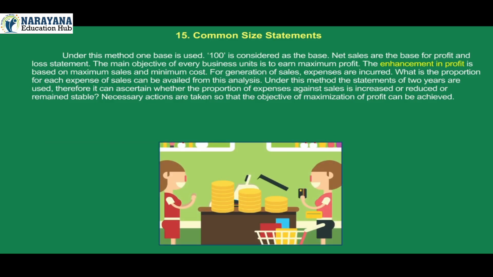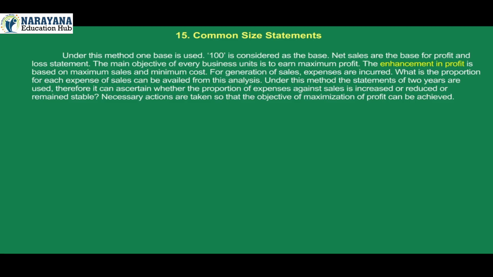For generation of sales, expenses are incurred. What is the proportion for each expense of sales can be availed from this analysis. Under this method, the statements of 2 years are used. Therefore, it can ascertain whether the proportion of expenses against sales is increased or reduced or remained stable.